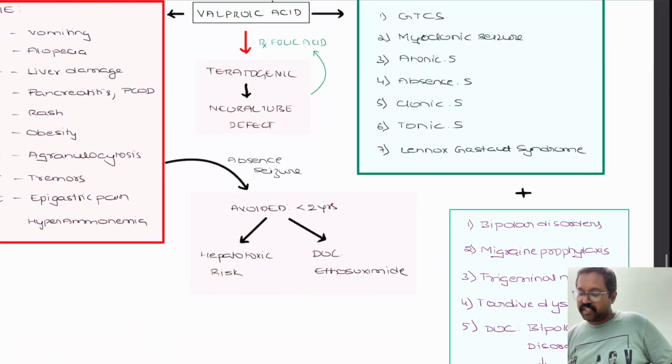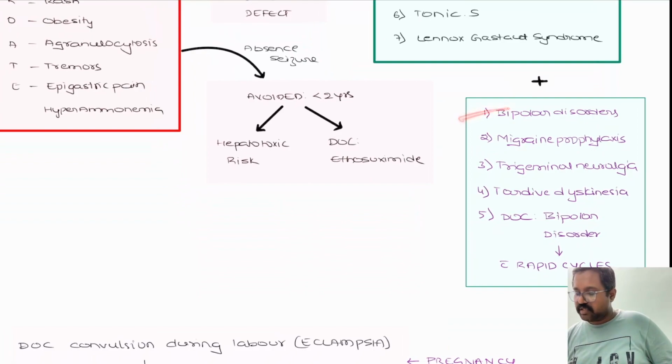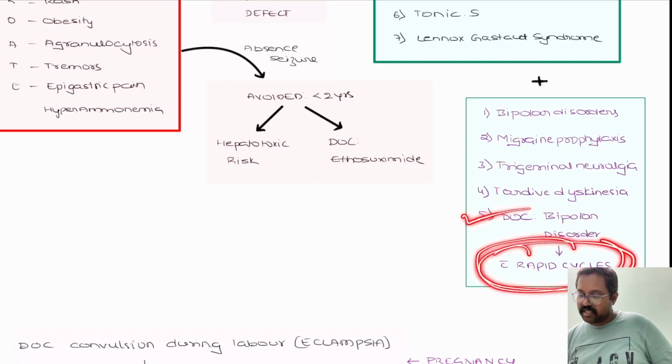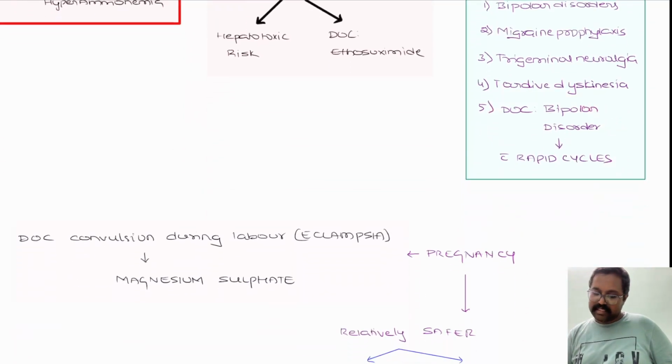Apart from these, they are also used as adjuvant therapy in case of bipolar disorders, migraine prophylaxis, trigeminal neuralgia, and tardive dyskinesia. It's a drug of choice for bipolar disorders with rapid cyclers. So valproate is used in bipolar disorders with rapid cycles.